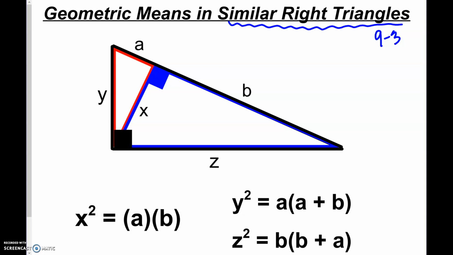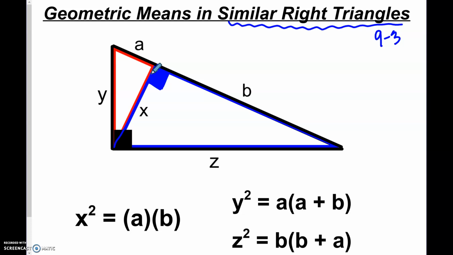So if you have not written down these formulas right here, you're going to pause this video and get these written down, because these are the proportions or ratios or formulas that we are going to be using here in lesson 9-3. What they say is every time you have a right triangle, and we also have this altitude coming down to be perpendicular, all three of these triangles, the red triangle, the big black one, and the blue one, are all similar.